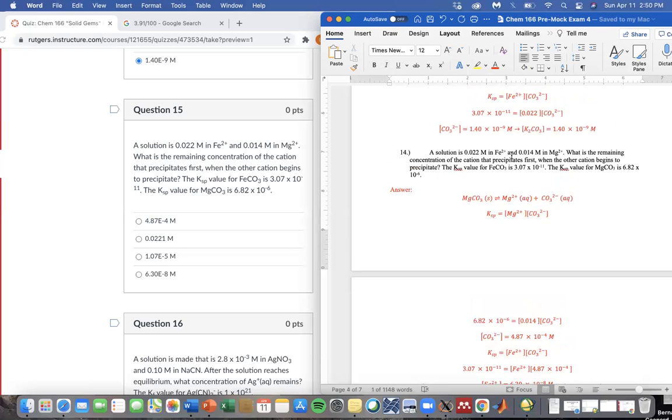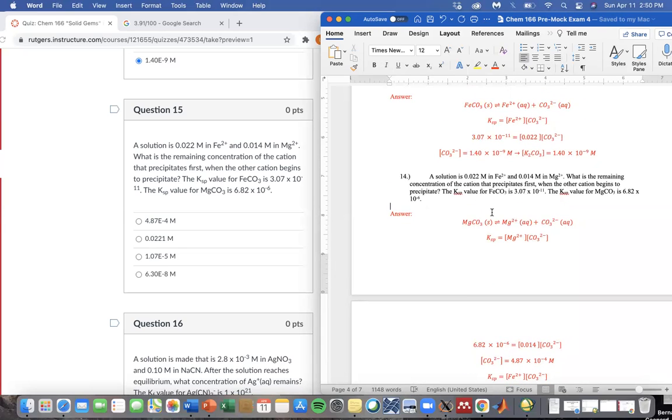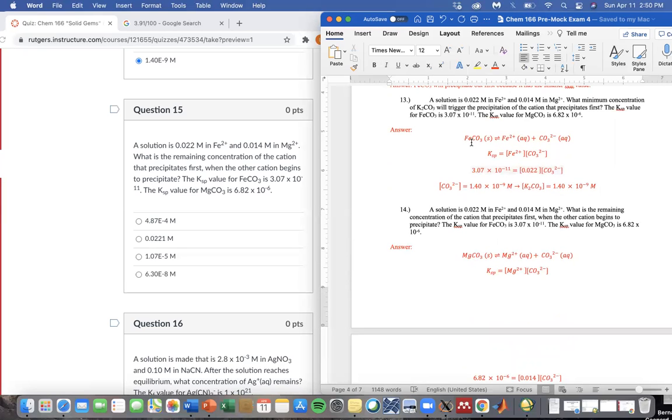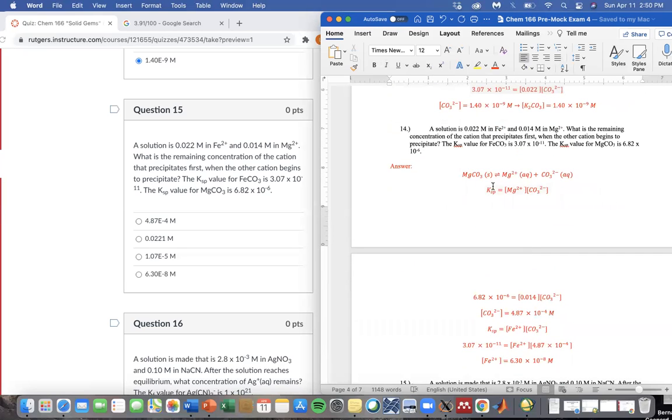And so this first part of the answer is just like how we solved number 13, except instead of using FeCO3, we're using MgCO3. And so again, K is the borderline between Q being greater than K and Q being less than K, and at K, Q equals K. And so if Q is any greater than K, you're going to form precipitate, because it's going to go back towards the reactant side.